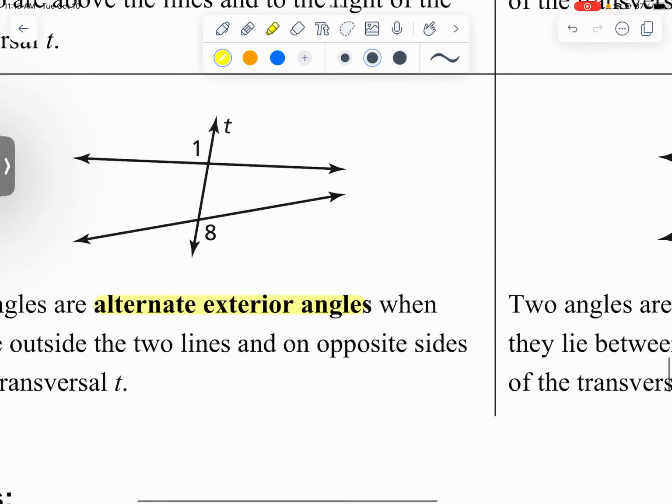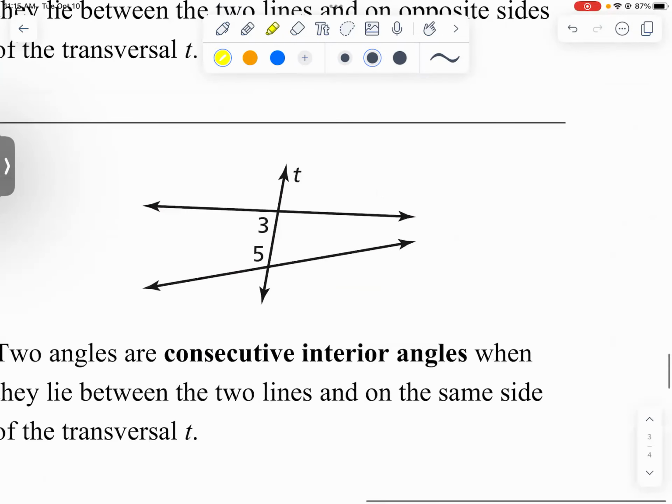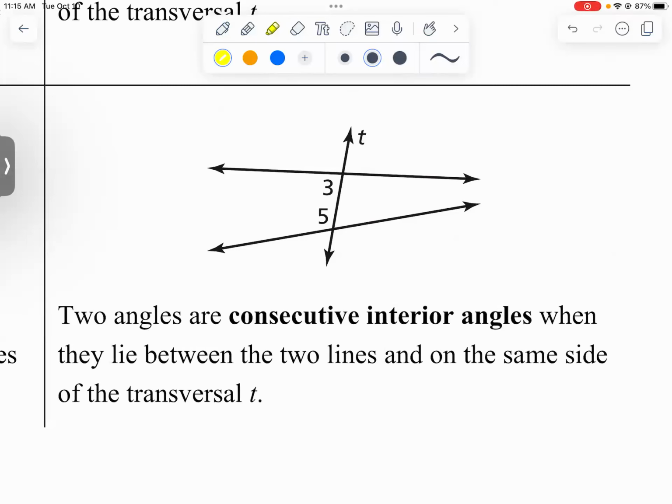And then I know in your activity, they called these same side. You're going to see them called same side interior, or you're going to see them called consecutive interior. Consecutive interior angles are inside the two lines, but they're on the same side of the transversal. So we basically need to practice figuring out what kind of angle relationships we have. You kind of started remembering from Algebra 1 what some of these were.